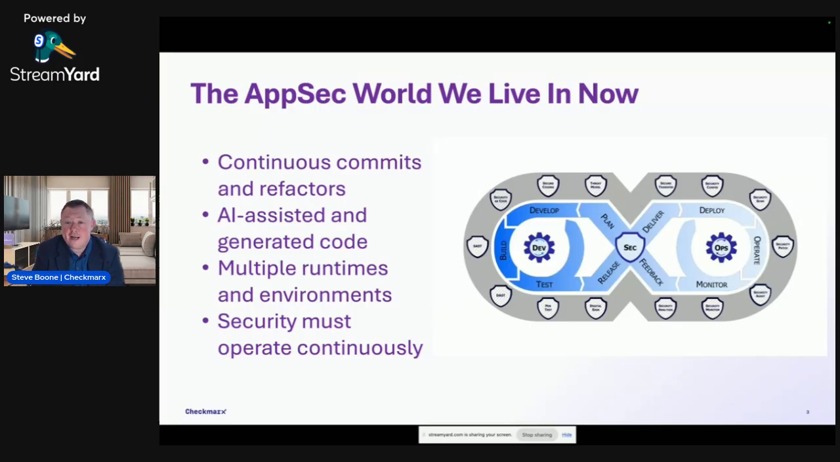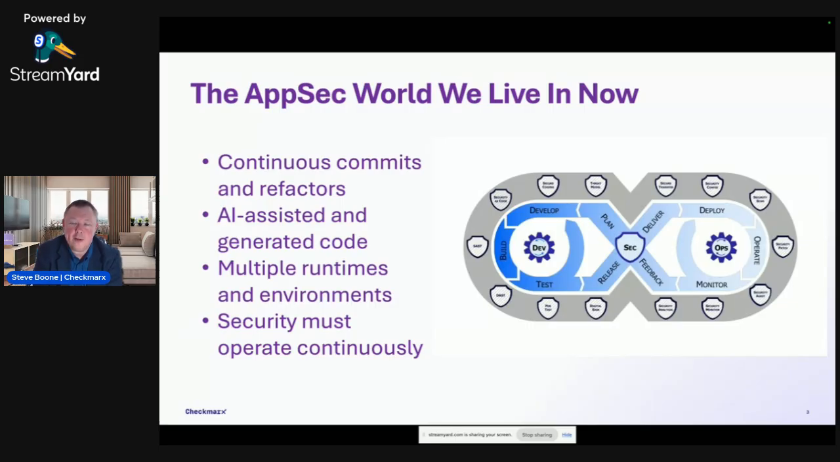And AI has had a huge part in this, right? AI in assisting or generating large portions of developers' code. And with that, if you think about even the environments where we're running these applications, in a lot of ways, they're becoming more fragmented. So the key shift really is this. Security can no longer act as a single moment in time, right? It has to operate just as continuously as our delivery practices.